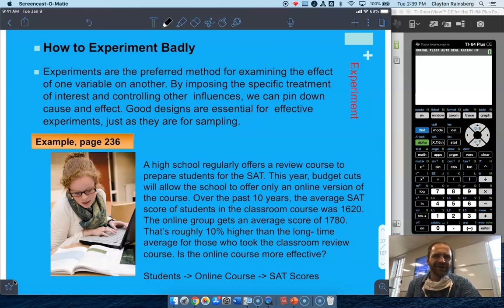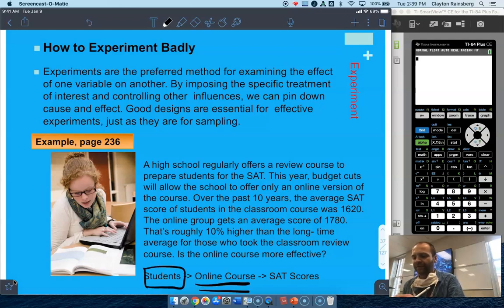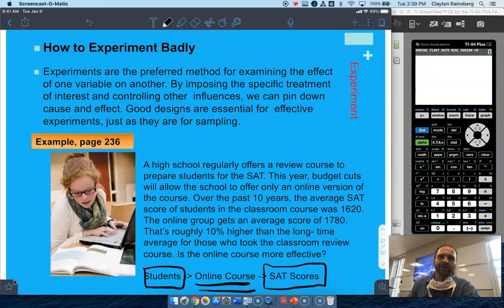Well, what are we comparing their scores to? If you look at that, what we did was we took a group of students, we gave all of them a treatment, and we just looked at their SAT scores. But we're not comparing them to anything. We take a group of people, we do something to them, and then something happens. Well, of course that happens.